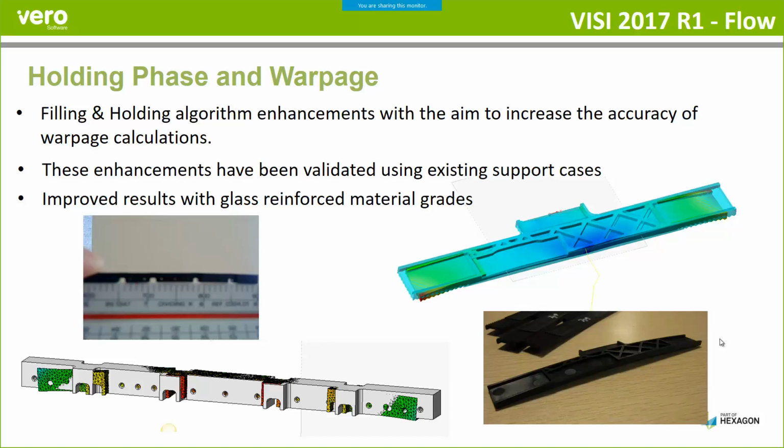These enhancements have then been validated using all our historical support cases where we've had reports of inaccurate results or poor results using the shape. So we've validated everything back through our historical parts. And we're seeing a lot more improved results using glass reinforced materials, which have been somewhat a problem.